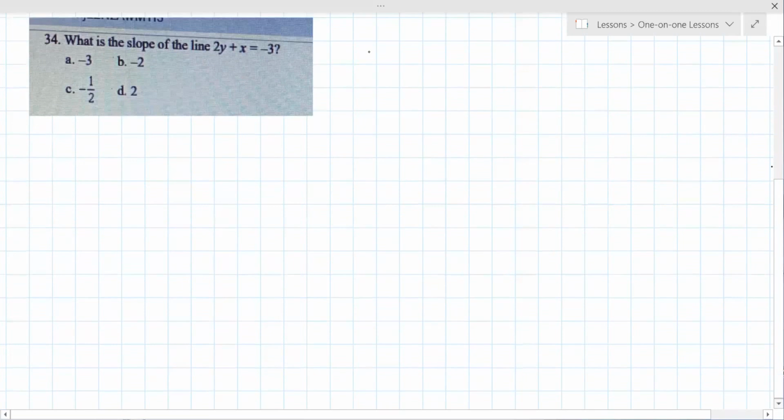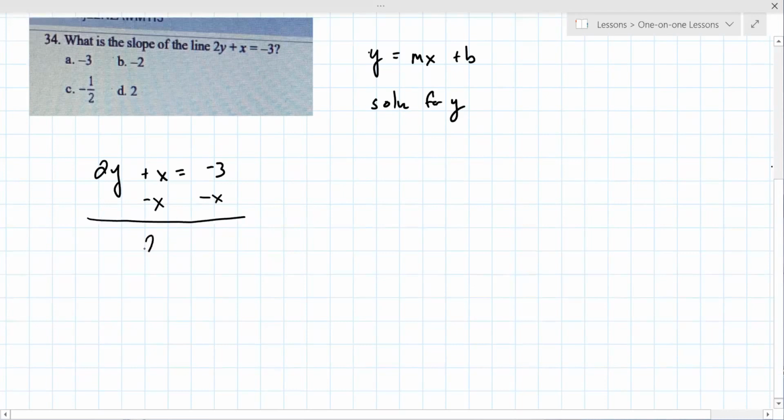To find the slope, you really need to put it into y equals mx plus b form. In other words, that means to solve for y. So you currently have 2y plus x equals -3. To solve for y, you're going to subtract x from both sides. And when you do that, you want to put the x first. So it's minus x minus 3. You're going to divide both sides by 2.